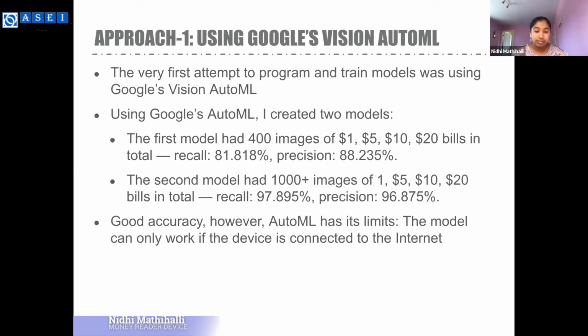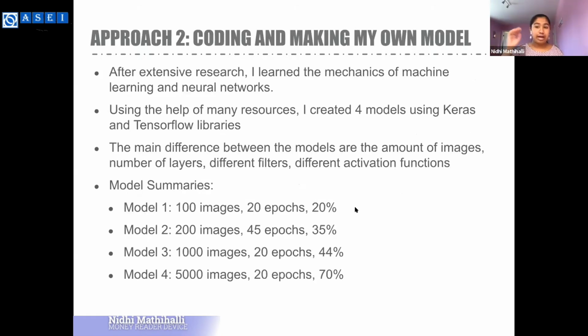However, this has its limits due to the fact that AutoML has to be connected to the internet or use a public IP address, which costs over $30 a day. And since this project is meant to reduce the cost as much as possible, this is doing the exact opposite by making it more expensive. So therefore, I decided to create my actual machine learning model by myself.